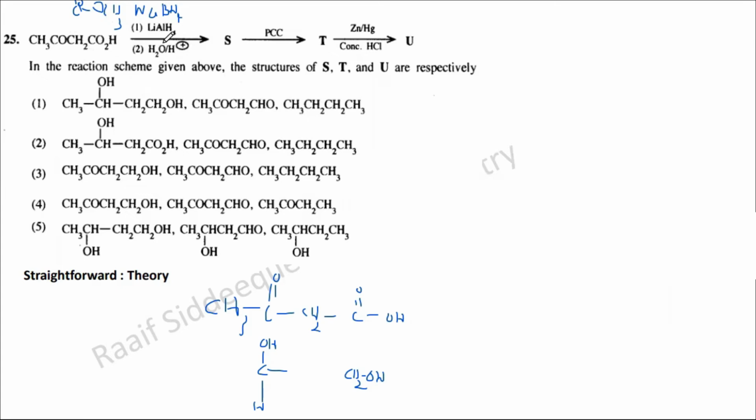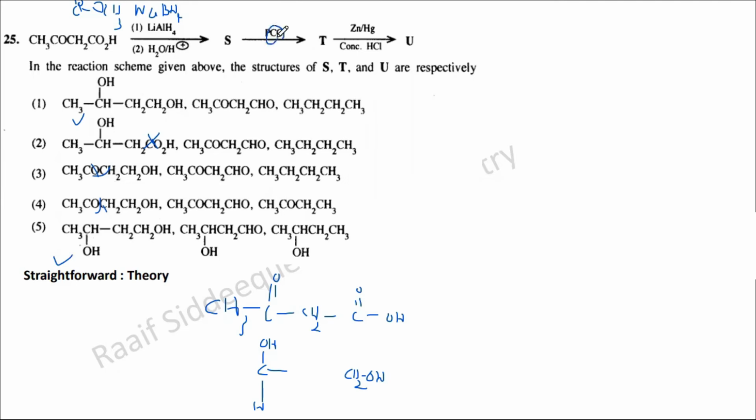Okay, so when you add lithium aluminium hydride and H2O and H+, S is formed. So S is this. Basically it should have OH and a CH2OH. So this can be accepted. This cannot be accepted. This is not reduced. This one is not reduced. This one is not reduced. So I have two possible answers: the first one and the last one.